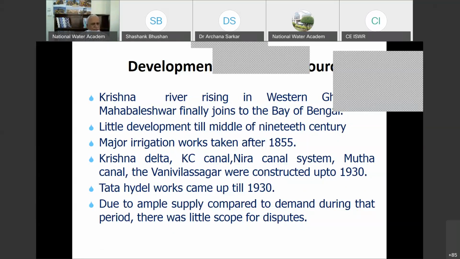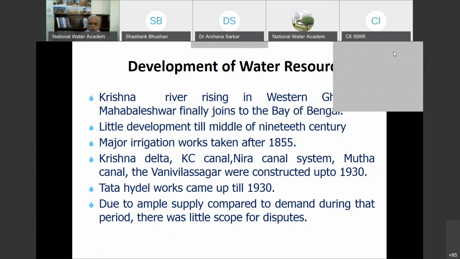At that time, because the availability of water compared to the requirement of these projects was ample, there was no scope for disputes.